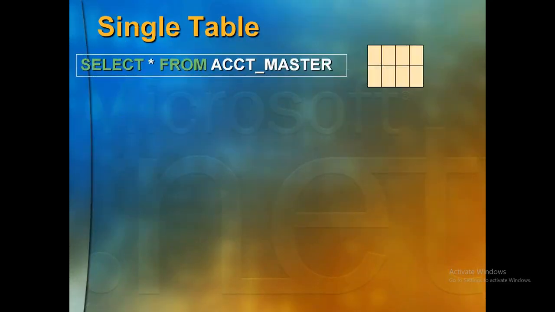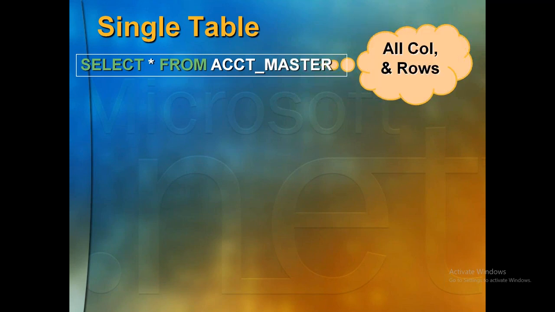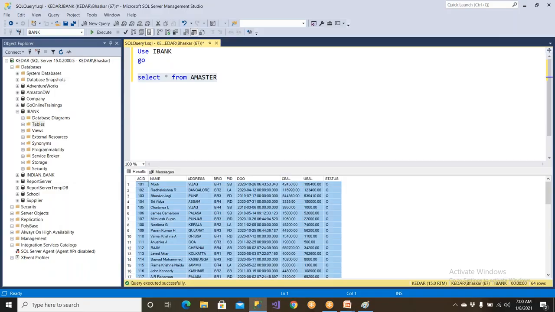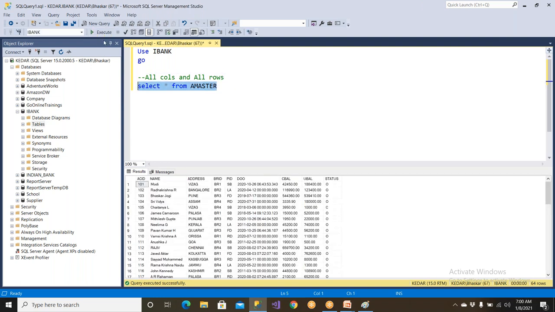Now, using a single table, I wanted to retrieve complete data, all columns and all rows. If you need all columns and all rows, we need to use select star from the table name. So this is the command we were using. Select star from the table name is going to get you all columns and all rows. All columns and all rows will be given.